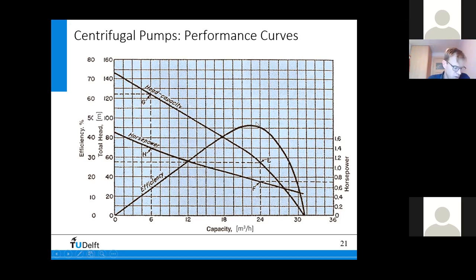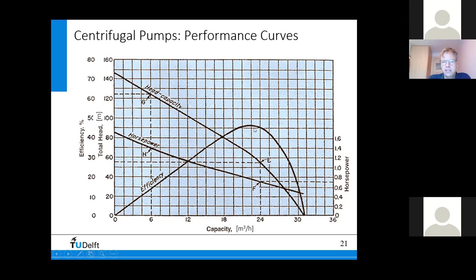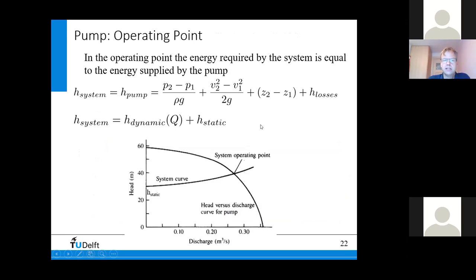And we already saw that below and above that point, you get all kinds of losses. And here you have the highest efficiency. Here is what the pump is designed for. So if you want to choose a pump, you should look for a location at this size. And this is important here.